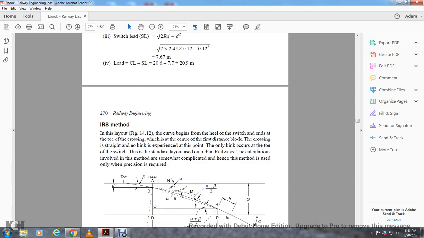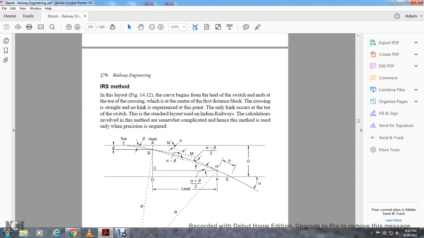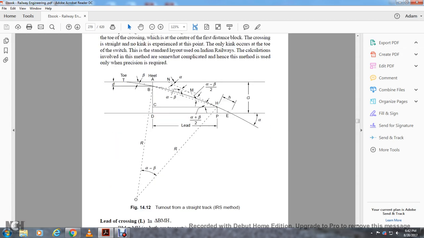IRS method. In this layout, figure 14.12, the curve begins with the heel of the switch and aims for the toe of the crossing, which is the center of the first arc, tangent with the crossing straight, and no kink is experienced at that point. Only the kinks occur with the toe of the switch. In the standard layout of the Indian Railways, the calculations involve a somewhat complicated method. Hence, this method is used only when precision is required. Turnout of the straight curved IRS method.